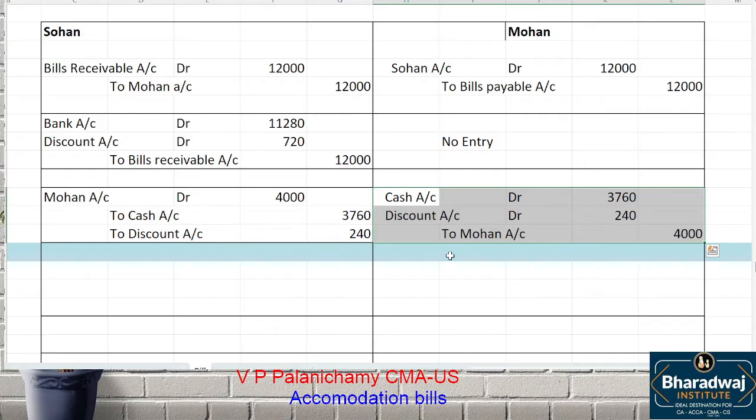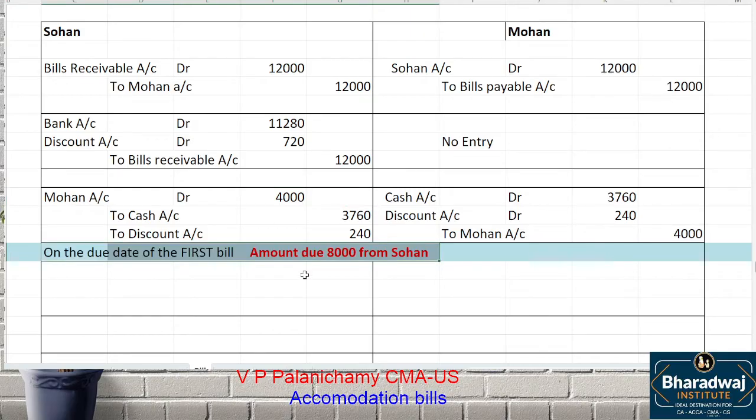Now, on the due date of the first bill, what is the money due from Sohan? Out of 12,000, I have already sent 4,000. Balance due from us is how much? 8,000.